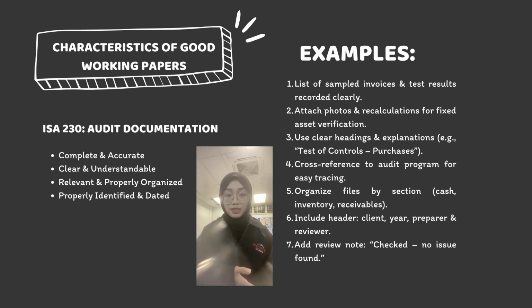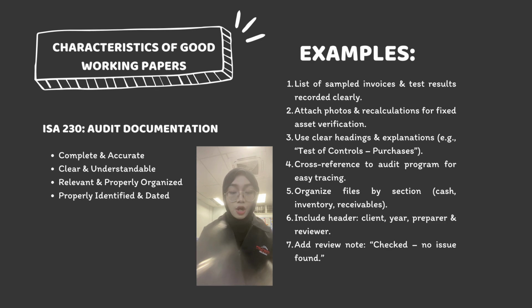The third is relevant and properly organized. Documentation must directly relate to the audit objective and be logically arranged by areas such as cash, inventory, and receivables. This allows efficient review and easy access. For example, audit files are arranged by section: A for planning, B for internal control, C for substantive testing, to ensure logical order and easy navigation.